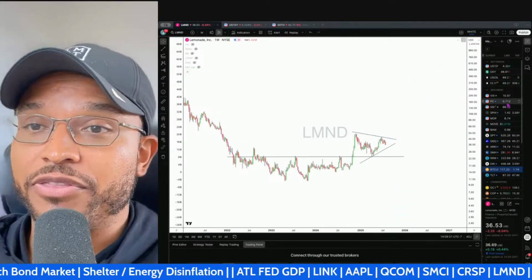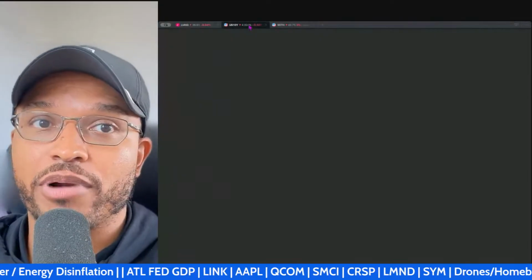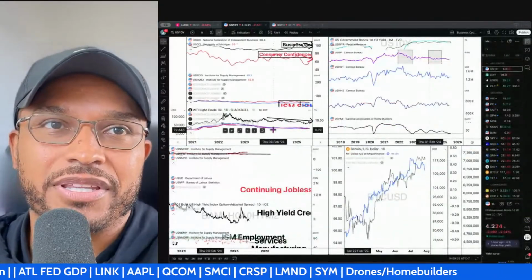Going forward, I mean, look at breadth. Let's look at market breadth really quick. We haven't done this for a while because, I mean, the market's just been so strong.